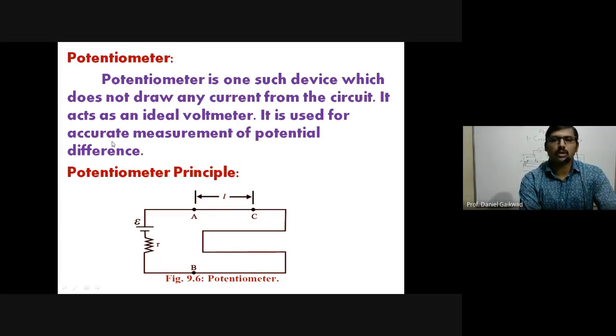So we know the voltmeter and ammeter draw current from the circuit, and by drawing that current, they show the deflection. But this potentiometer device doesn't draw current from the circuit, and this is used to measure the potential difference. Now see, at the beginning, what is the principle of the potentiometer? The simple diagram is shown here. Now check carefully what the potentiometer consists of.